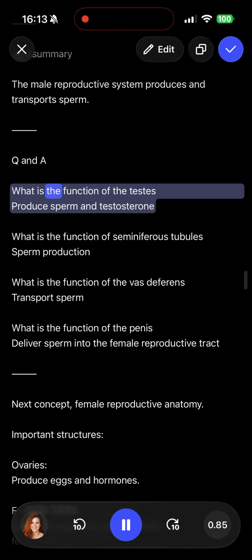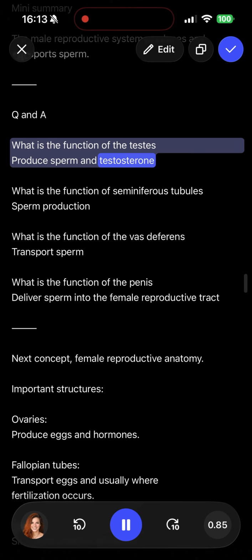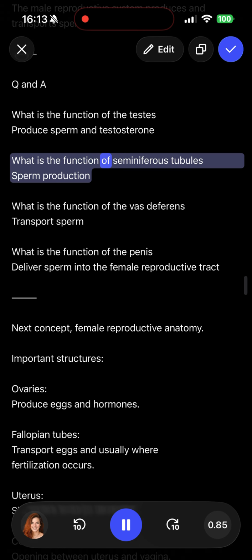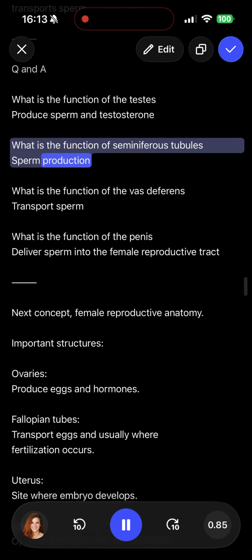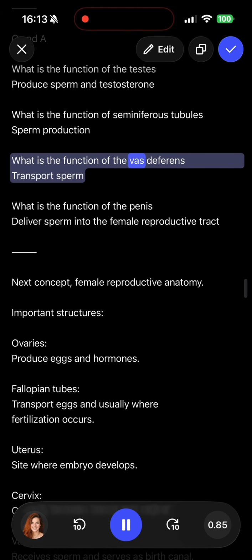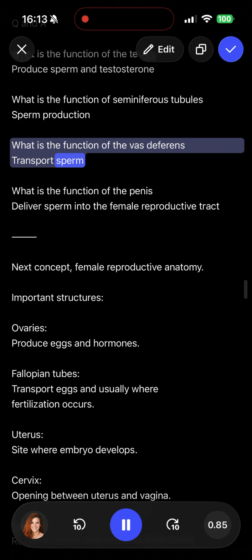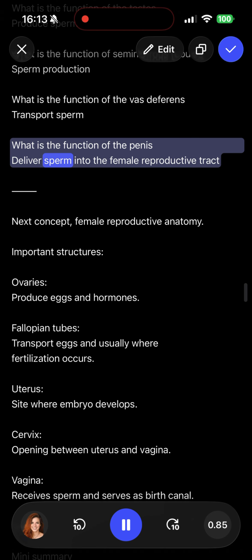Q&A. What is the function of the testes? Produce sperm and testosterone. What is the function of the seminiferous tubules? Sperm production. What is the function of the vas deferens? Transport sperm. What is the function of the penis? Deliver sperm into the female reproductive tract.